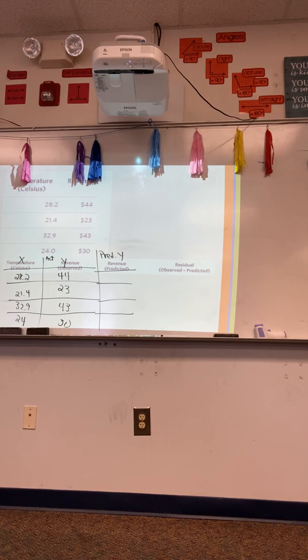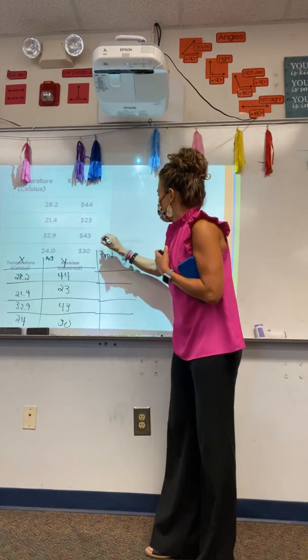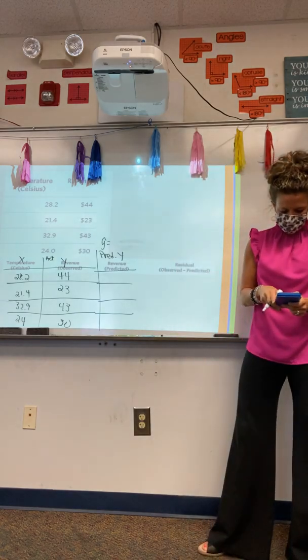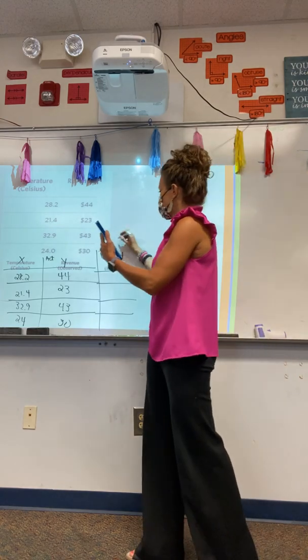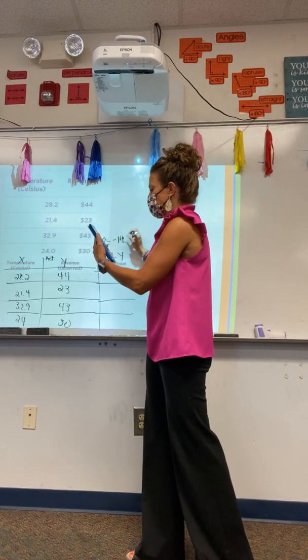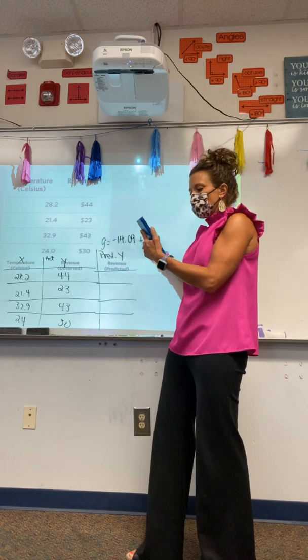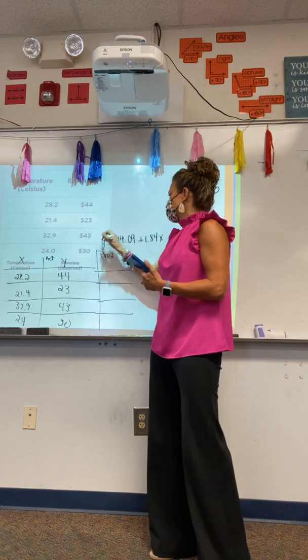All right, so this is how you do it. You have all that data in your calculator. Go ahead and do Stat, Calc, 8. To find your predicted Y's, you've got to know your prediction line, right? So let's go ahead and figure out what our prediction line is. Stat, Calc, 8. My prediction line for this is negative 14.09 plus 1.84x.